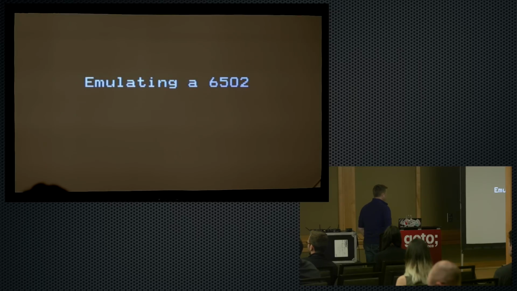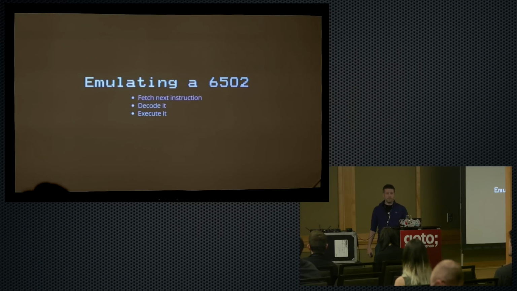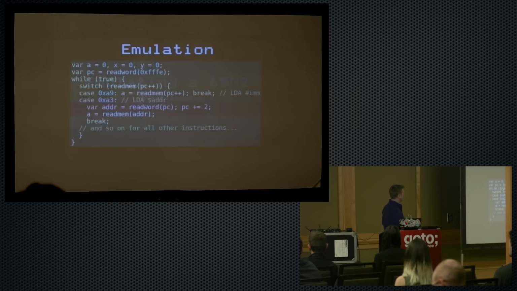OK. So you've got a little bit of groundwork about what it looks like to emulate a 6502. How do we start? Well, pretty simple, really. Just like the processor, you fetch the next instruction, you decode it, and you execute it. What does that look like? Well, that pretty much is an emulator, give or take a few hundred instructions that I haven't put on the slides here.